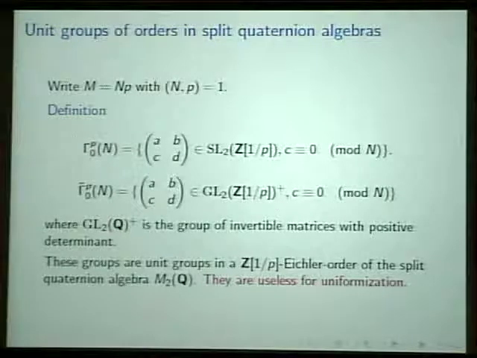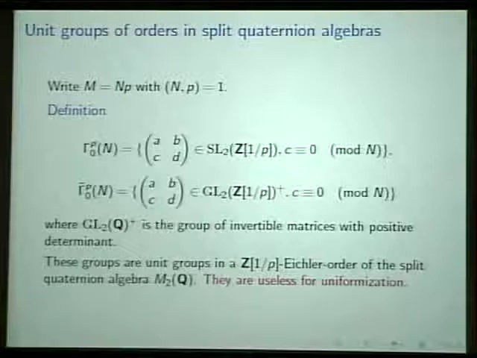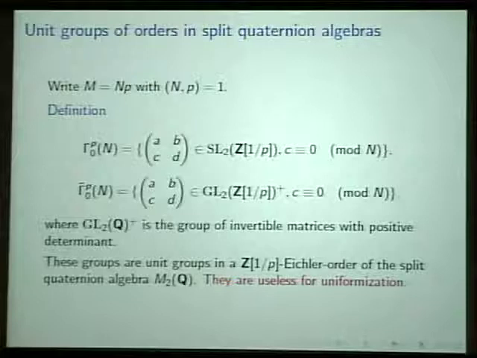In the whole quaternionic game, if you think back, the method for finding discrete groups was to take maximal orders and then take their units. And then you embedded that into the 2x2 matrices and you got a discrete group. Well, that's what's happening here too. These are the units in certain orders in the split quaternion algebra, called Eichler orders. But they are discrete in SL2 of Qp, but they have a bad property. They are useless for uniformization.